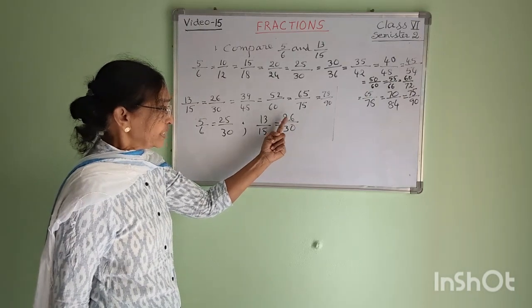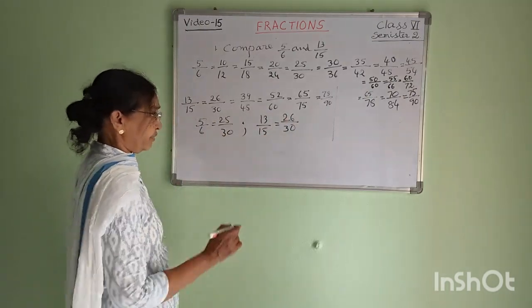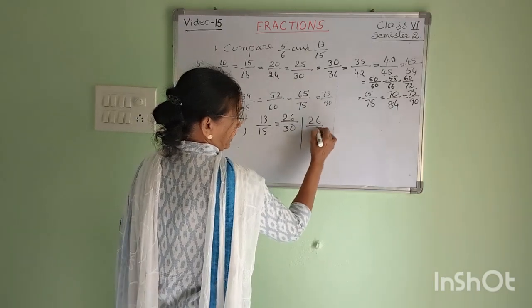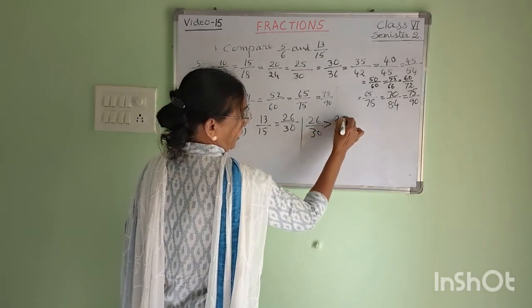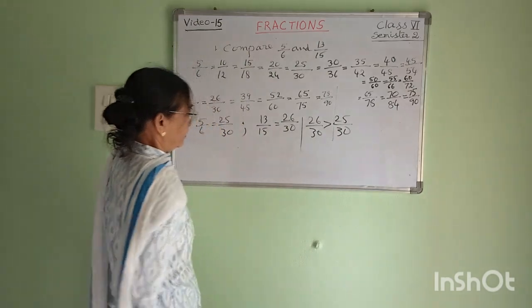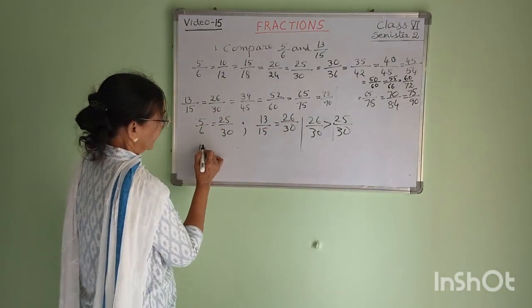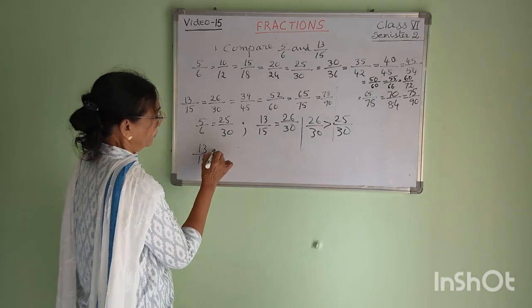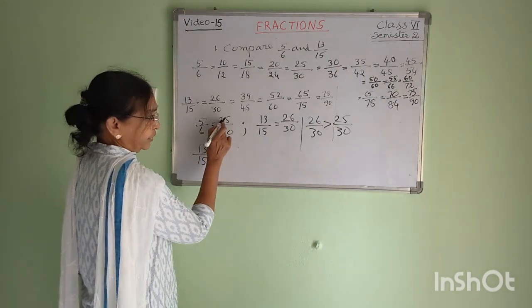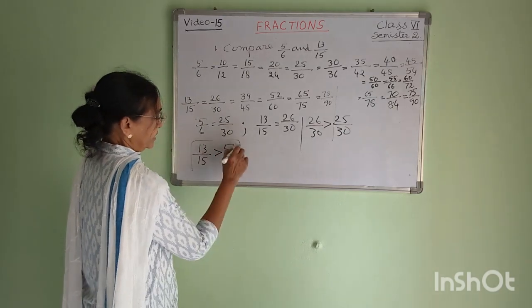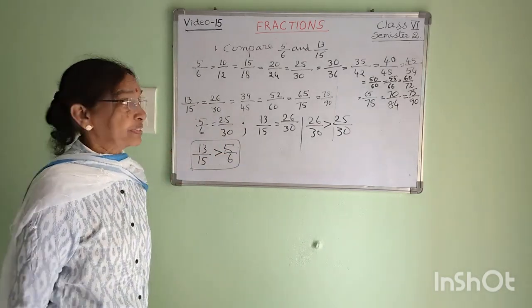Therefore, as 26 is greater than 25, 26 by 30 is greater than 25 by 30. Therefore, 26 by 30, which is equivalent to 13 by 15, is greater than 25 by 30, which is equivalent to 5 by 6. Thus 13 by 15 is greater than 5 by 6.